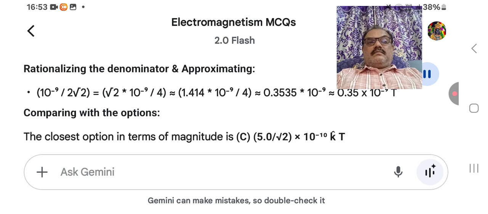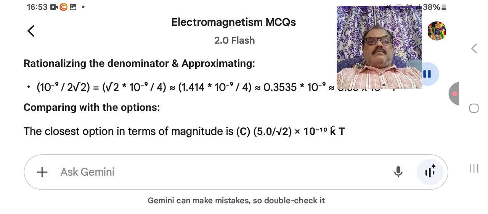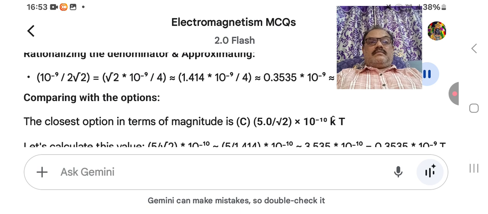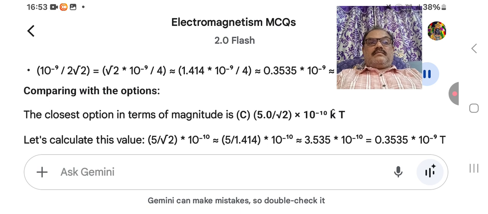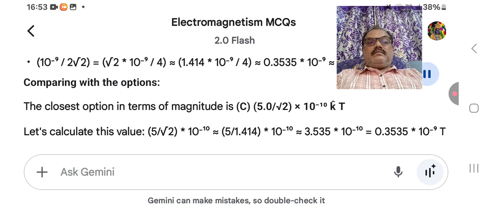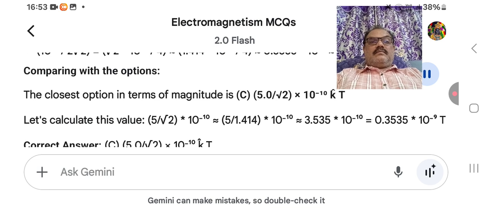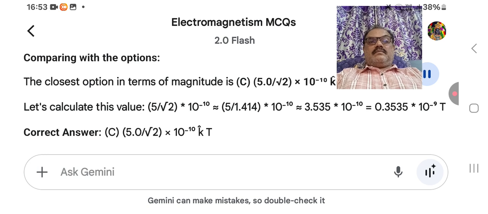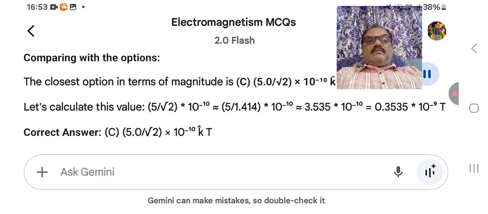Comparing with the options, the closest option in terms of magnitude is C, 5.0 over square root 2 times 10 to the power of minus 10 k tesla. Let's calculate this value. 5 over square root 2 times 10 to the power of minus 10 is approximately 5 over 1.414 times 10 to the power of minus 10, which is approximately 3.535 times 10 to the power of minus 10, equals 0.3535 times 10 to the power of minus 9 tesla. Correct answer C, 5.0 over square root 2 times 10 to the power of minus 10 k tesla.